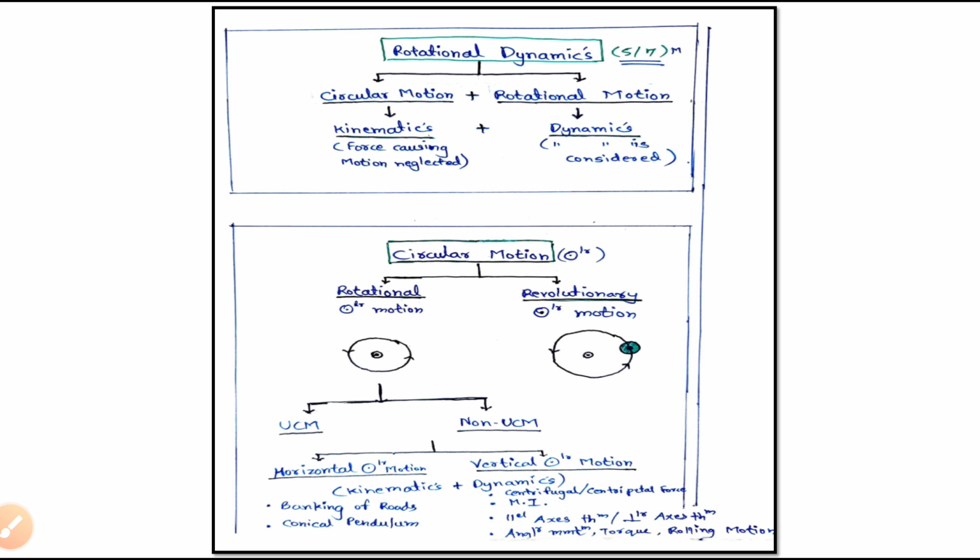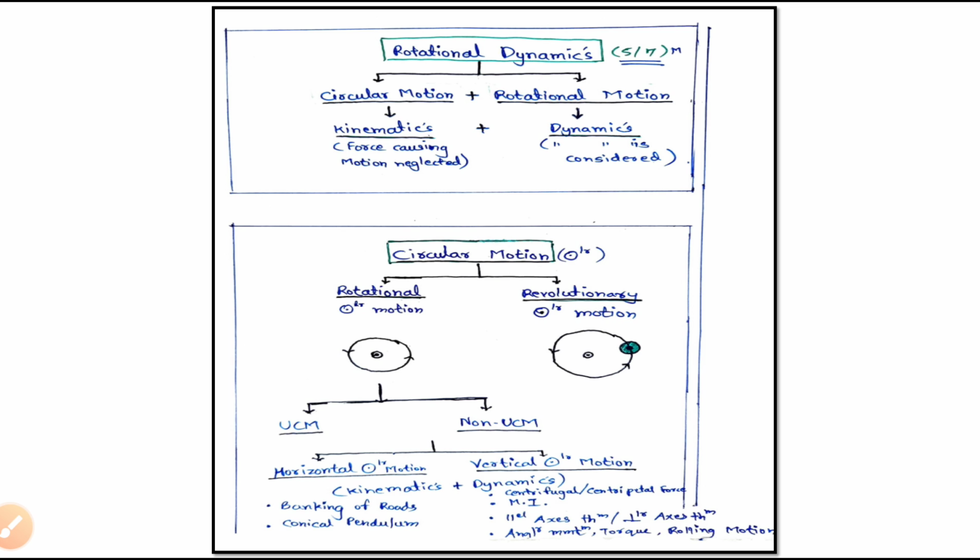And here suppose at the center there is the sun and the earth is revolving around it. So the earth is performing rotational motion as well as revolutionary motion, because when performing rotational motion the axis of rotation lies within it, and when performing revolutionary motion another axis of rotation lies outside the body, at the center of the circular path. So this is the difference: in rotational motion the axis of rotation lies within the body, and in revolutionary motion the axis of rotation lies outside the body.